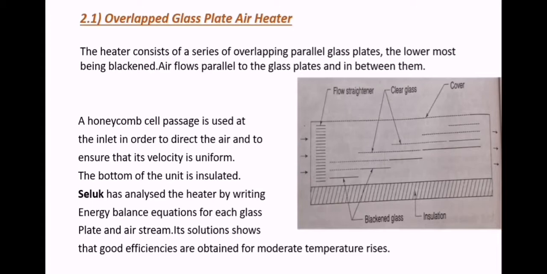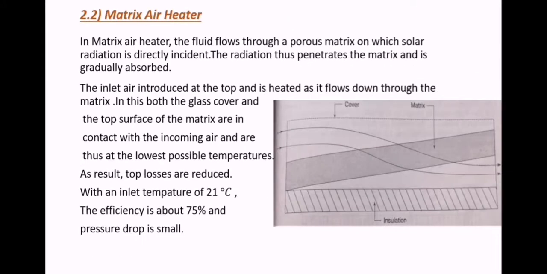From these, it is seen that good efficiencies are obtained for moderate temperature rises. The next one is the matrix air heater. Here is a picture of a matrix air heater. In the matrix air heater, the fluid flows through a porous matrix on which solar radiation is directly incident.